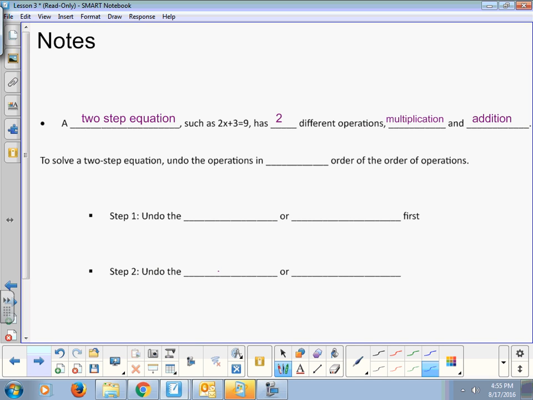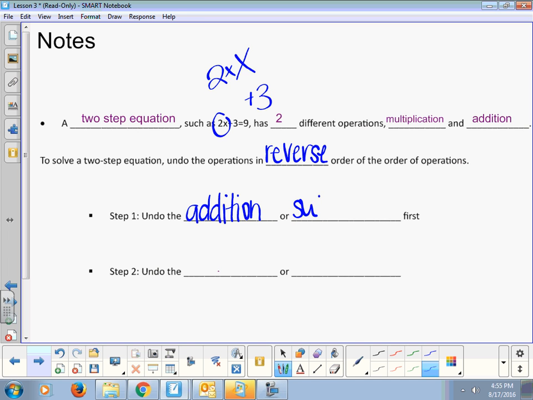Okay, for the notes, a two-step equation such as 2x plus 3 equals 9 has 2 different operations, multiplication and addition. Our multiplication is 2 times x, and our addition is when we add 3. To solve a two-step equation, undo the operations in reverse order of the operations. That means we're going to first undo any addition or subtraction before we multiply or divide.